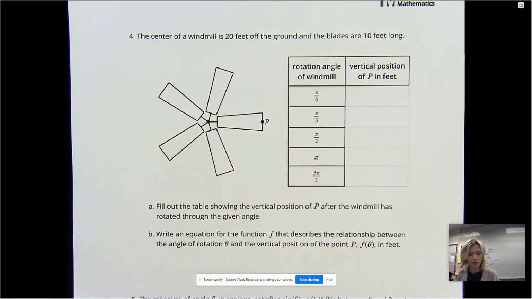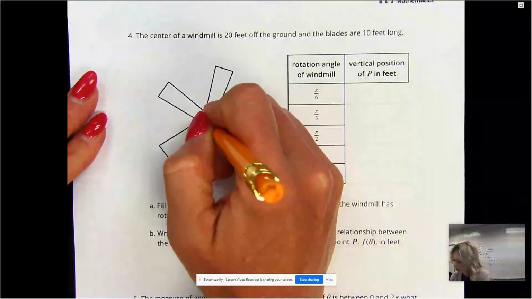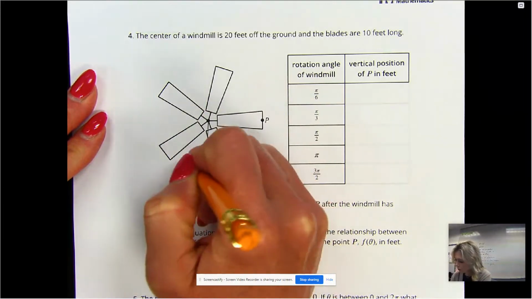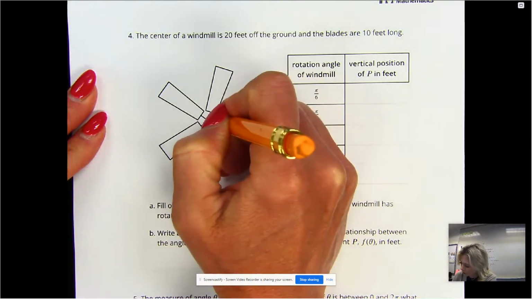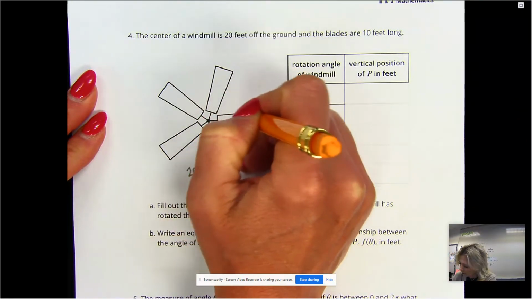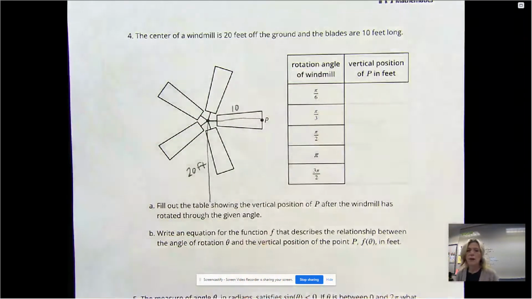All right, moving on, number 4. The center of a windmill is 20 feet off the ground and the blades are 10 feet long. So we have 2 things going on here, a change in the midline and a change in the amplitude. Knowing that this is 20 feet off the ground, and the blades are 10 feet long, we have a distance of 10 in that direction.